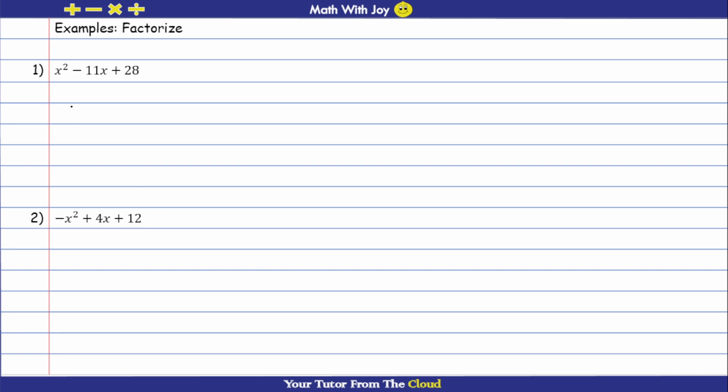So the first one, we have x squared minus 11x plus 28. The very first thing I will do is work out the factors. So I'll say the factors of x squared. I'm going to get something like x times x. I know x times x gives me x squared. While the factors of 28 will be 1 and 28. So you check. 1 times 28 is 28. I know 2 times 14. 2 times 14 is going to be 28.